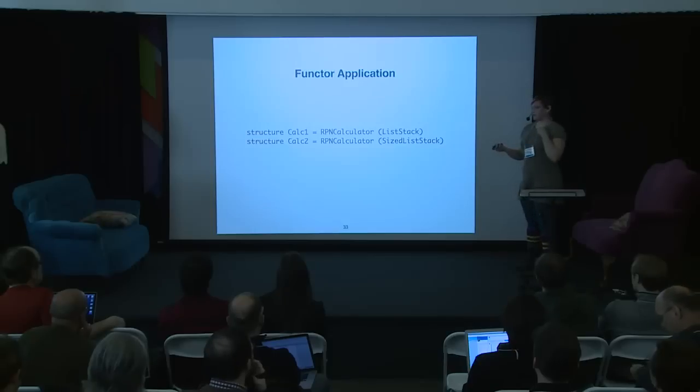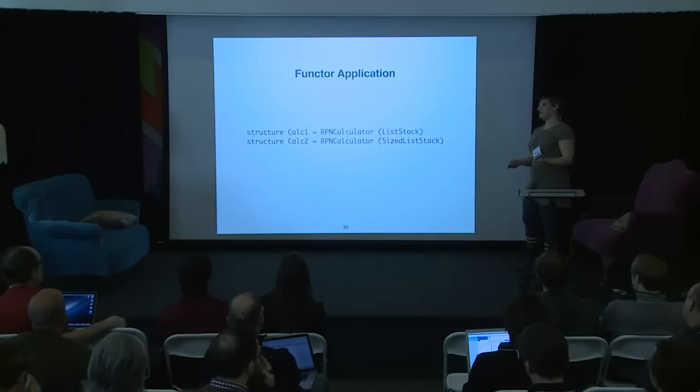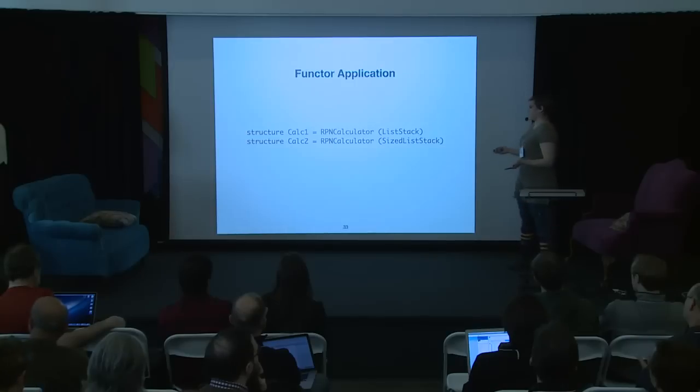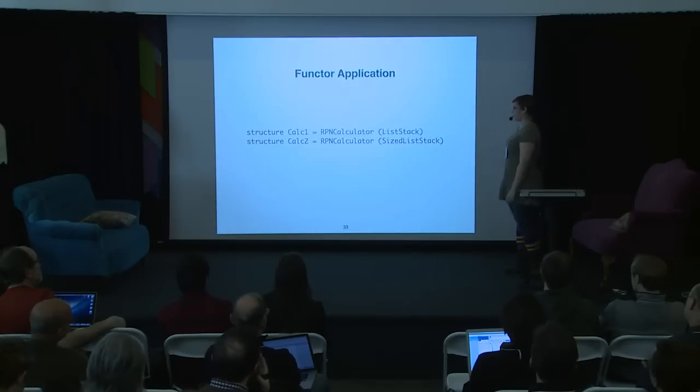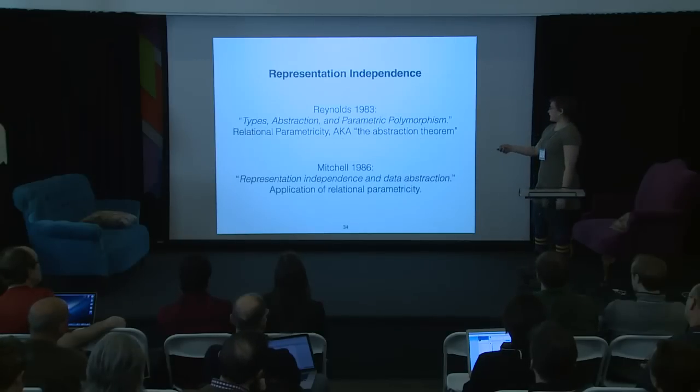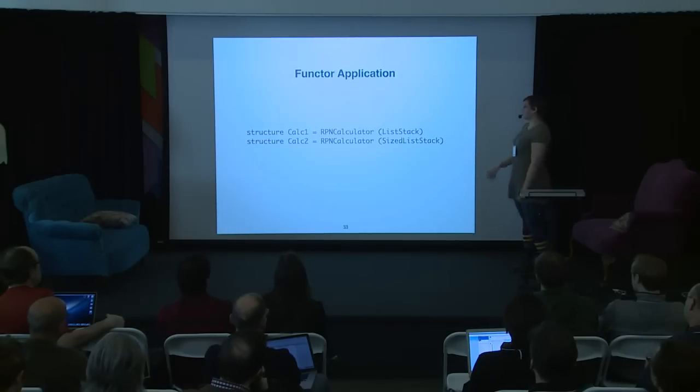And then in your code, you could, if you wanted to, at the same time, have two different definitions of your RPN calculator, one of which uses list stack and one of which uses size list stack. Maybe you want to do some performance benchmarking and see how much better one performs or something like that.